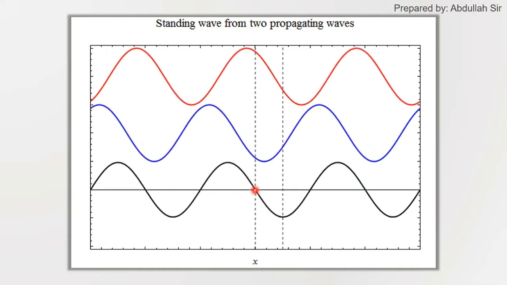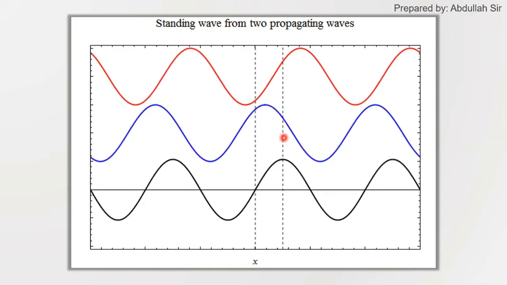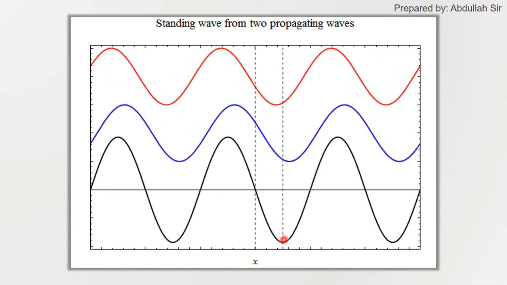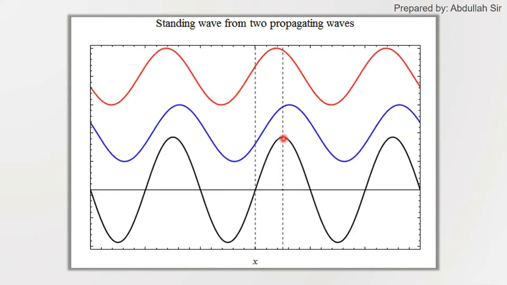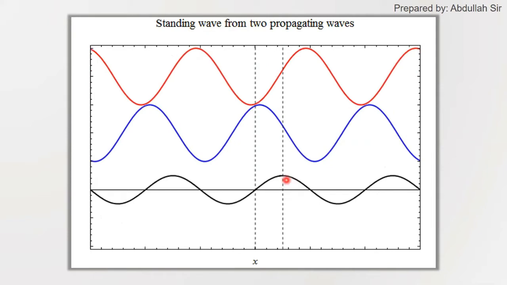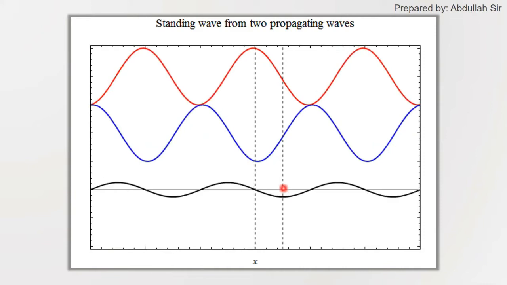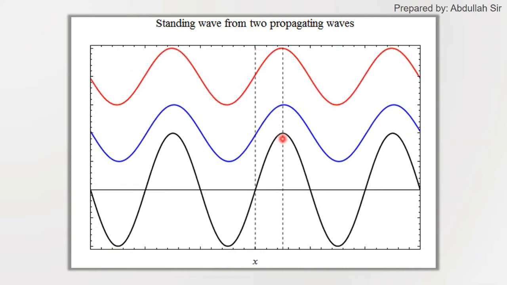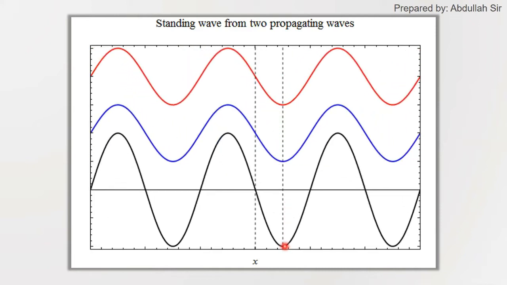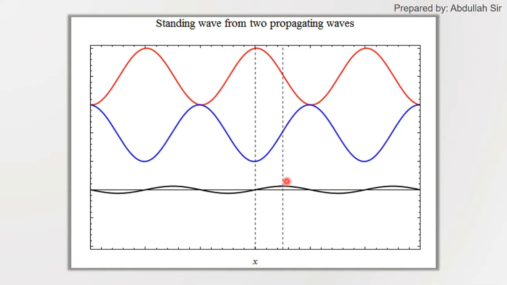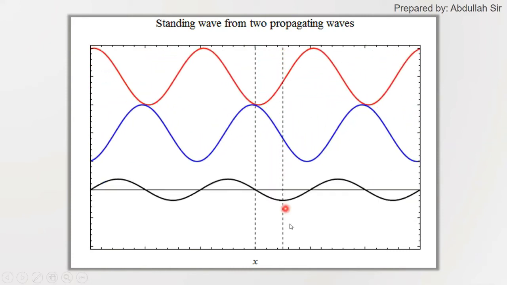So this point is node, and the point of a wave which is moving with maximum amplitude, this point of the black wave is covering the maximum distance. It is moving in downward direction as well as upward direction from its mean position, and it is covering the maximum distance. So we will say that this point of a medium has maximum displacement, so it is called as antinode.